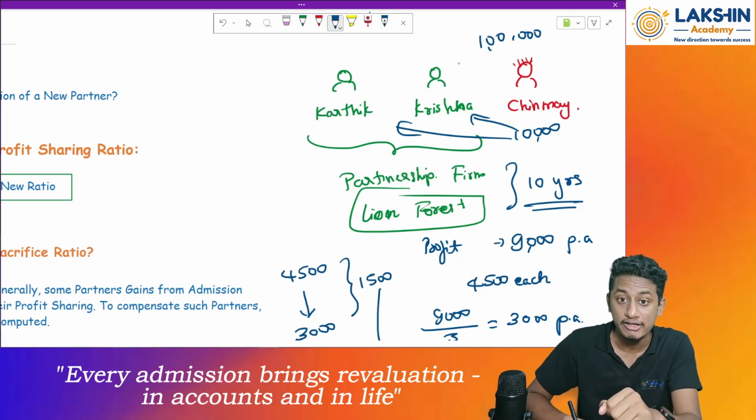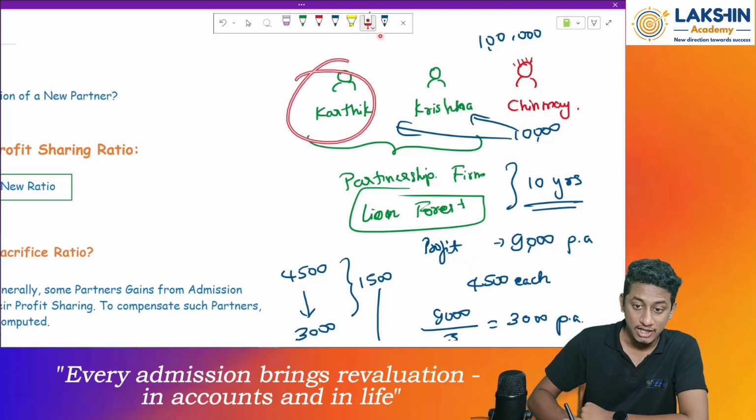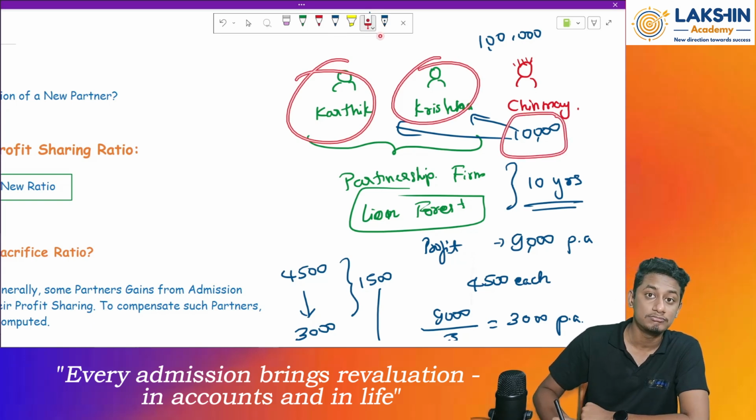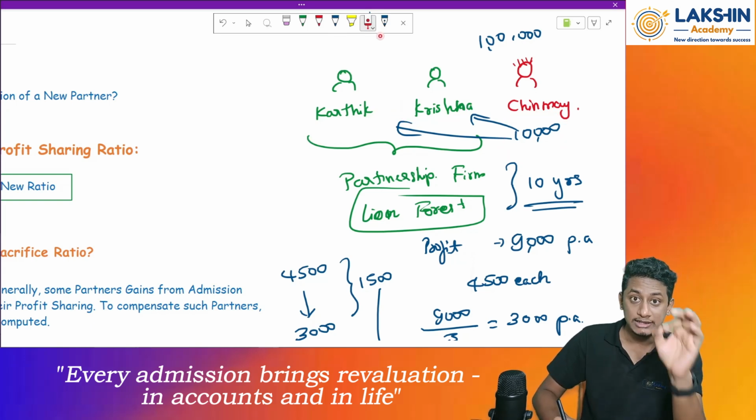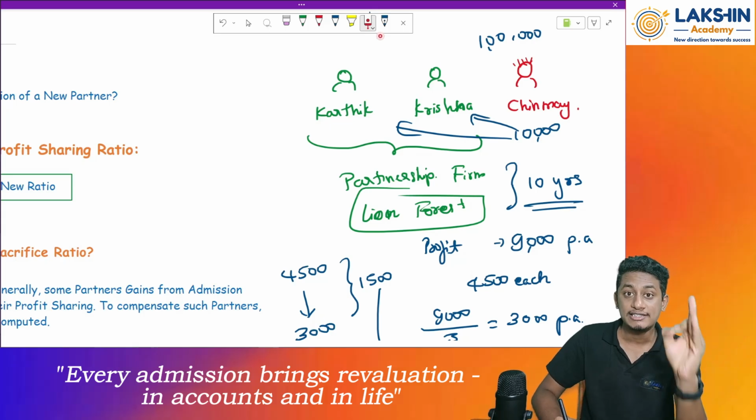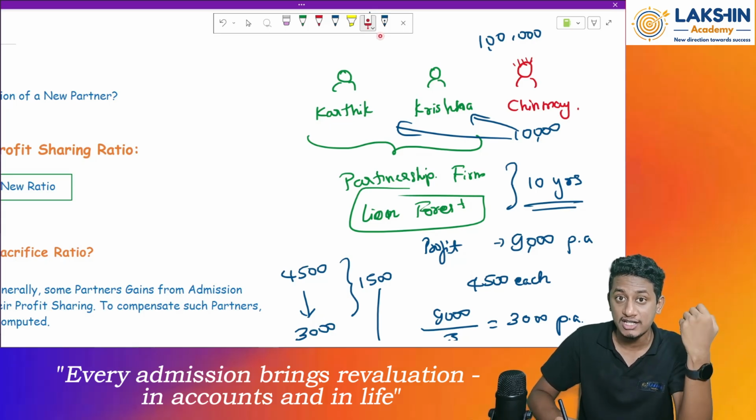In what ratio will they divide it? Now comes the question: what is the ratio that they will divide the goodwill in? This will be divided in something called the sacrifice ratio. Now what is the sacrifice ratio?